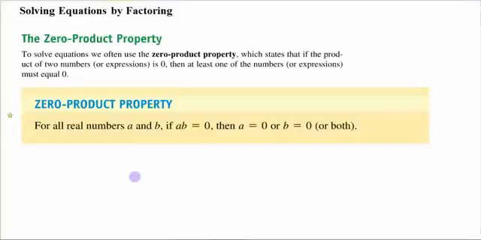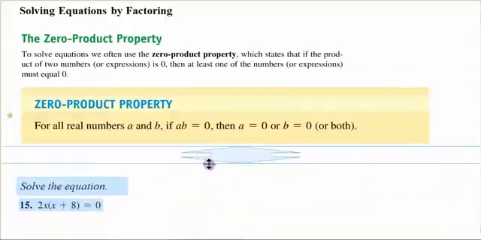It says to solve equations, we often use the zero product property, which states that if the product of two numbers or expressions is zero, then at least one of the numbers or expressions must equal zero. And concisely stated here, it says for all real numbers a and b, if ab, remember when they're right next to each other like that, it means that they're being multiplied. If a times b equals 0, that must mean that either a equals 0 or b equals 0 or both. We're going to use this property, which seems like a kind of common sense property, to solve some quadratic equations.